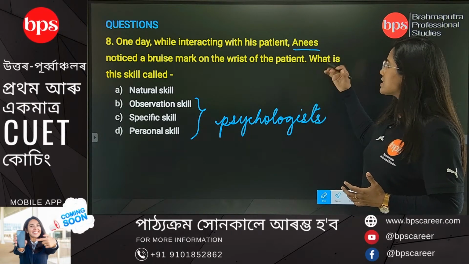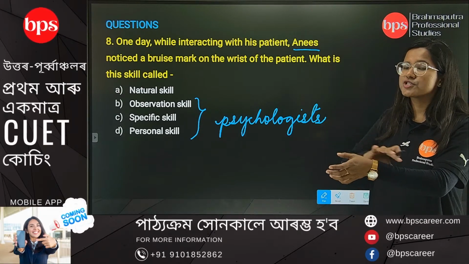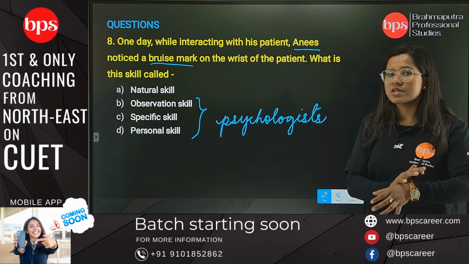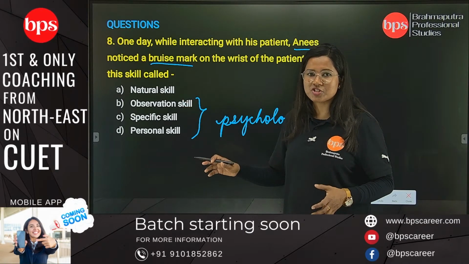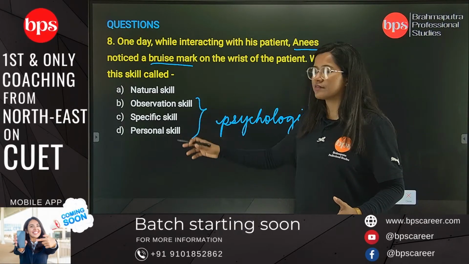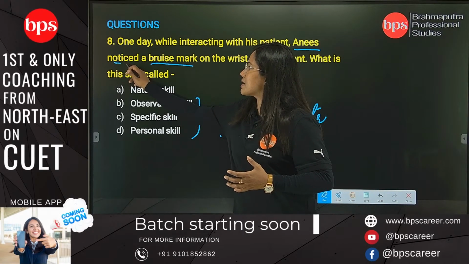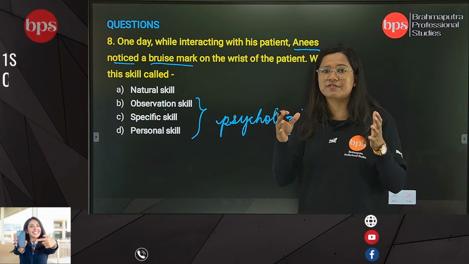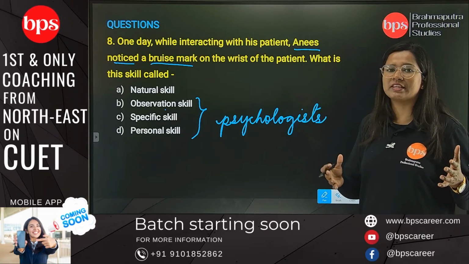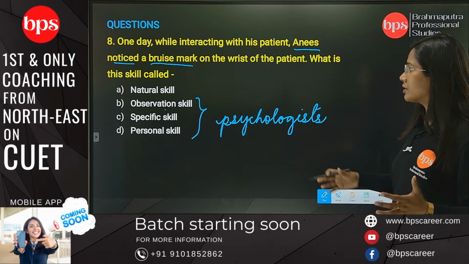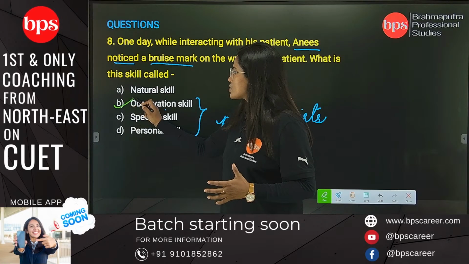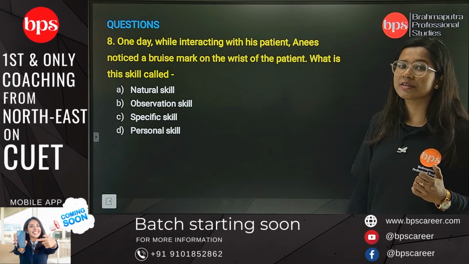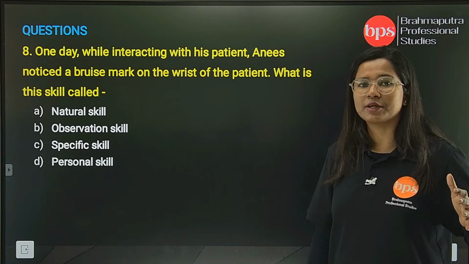So here Anis is a psychologist and he noticed a minor bruise mark on the wrist of his patient. So what do we term it, because he noticed a very minor mark on the wrist? Is it natural? No. Natural is something related to your biology. Next we have observation. Yes, to some extent he had noticed, and noticing is related to observation. Next, specific. It is not specific, because specific skills are related to some specific set of norms. And then personal skill is something very individual and related to your biological natural skills. So here the correct option we will go for is observation skills, which is related to noticing. Okay. You can mark here that a simple mark is very important, and the psychologist needs to go through even those kinds of minor marks. Okay.